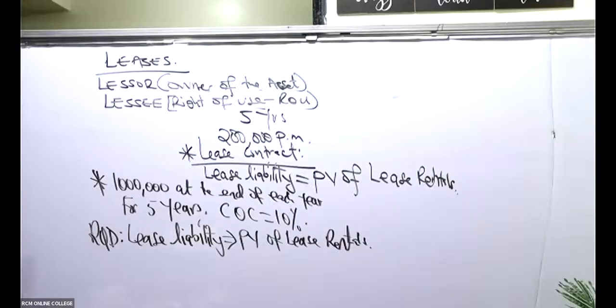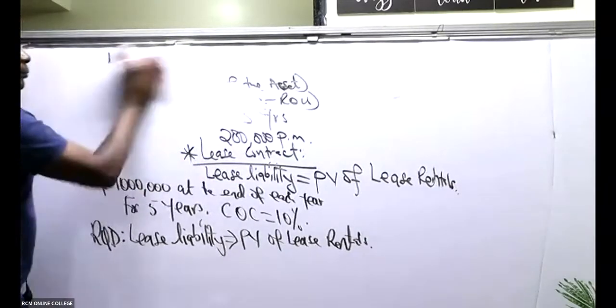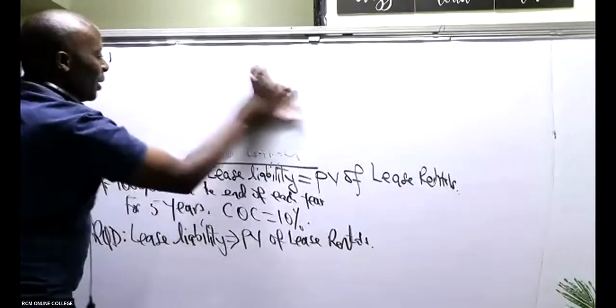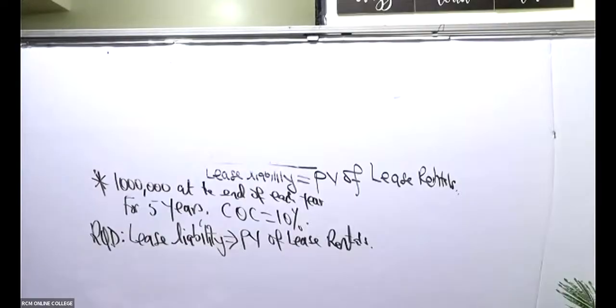So is there somebody who can now pull the trigger and give this a very good shot? Remember, COC stands for cost of capital. Remember, in most of the cases here, my good students, for leases, we shall be using annuities.